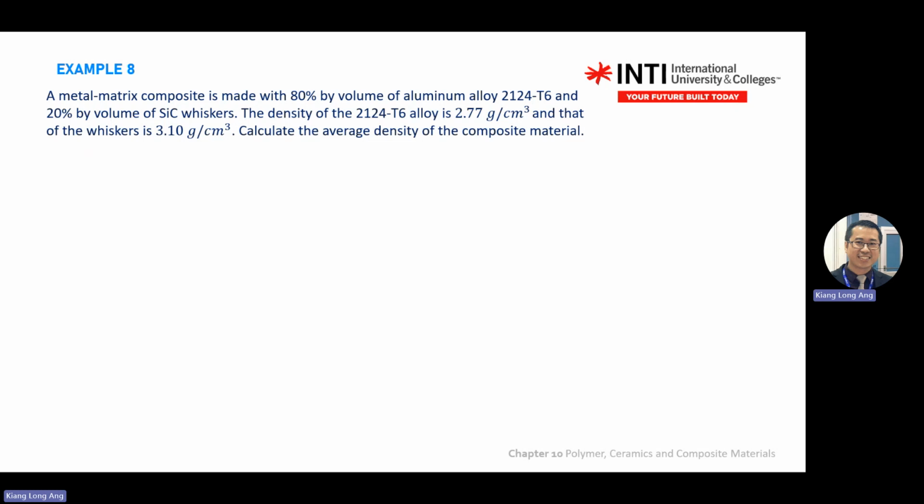When you want to calculate density, you need volume and you need mass. In this question, you don't have mass, you only have density. So you need to assume something, like assume in 1 kilogram how many components you have. Here, I assume that I have 1 meter cube of material. So I have volume for alloy 80%, 0.8, and 0.2 for fiber. This is an assumption you need to make.